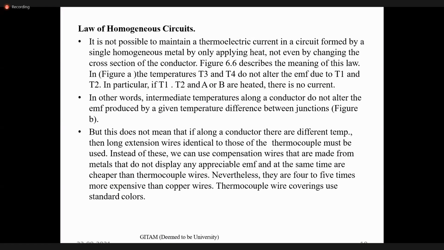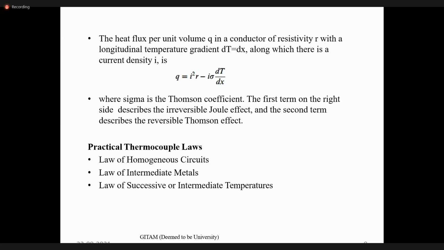So Q is equal to I square R, minus 1 sigma dt by dx, where sigma is the Thomson coefficient. The first term on the right side describes the irreversible Joule effect, and the second term describes the reversible Thomson effect. And practical thermocouple laws are law of homogeneous circuits, law of intermediate metals, law of successive or intermediate temperatures. All these laws we will see.